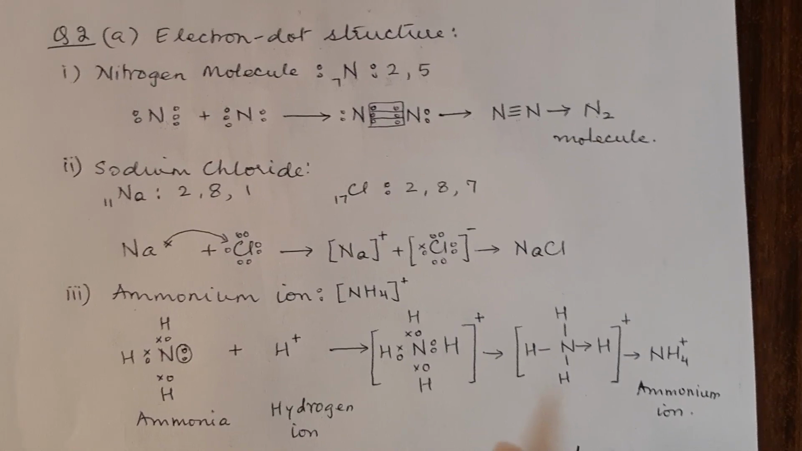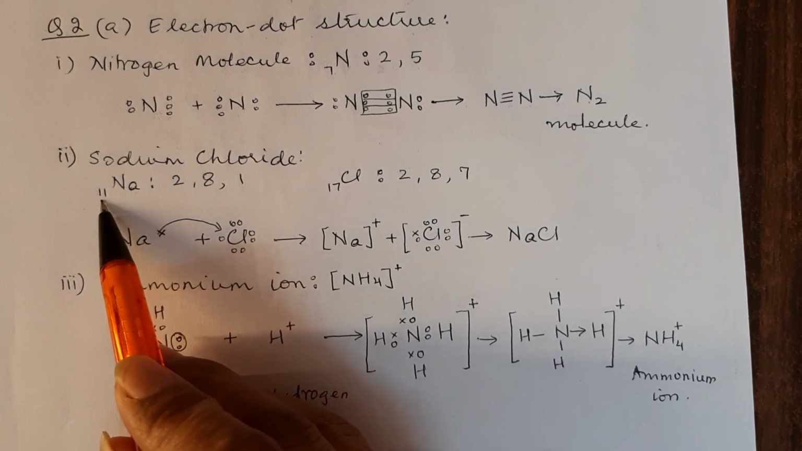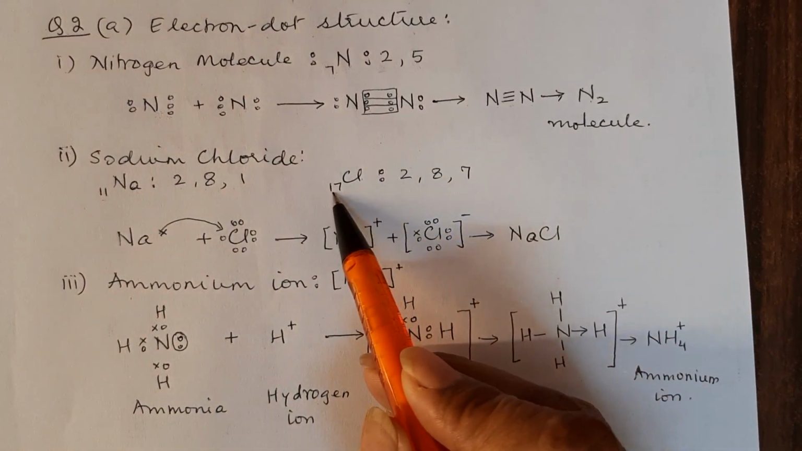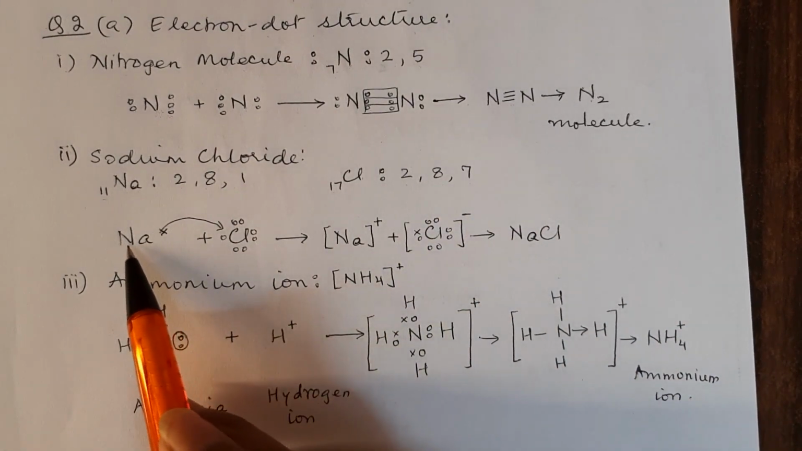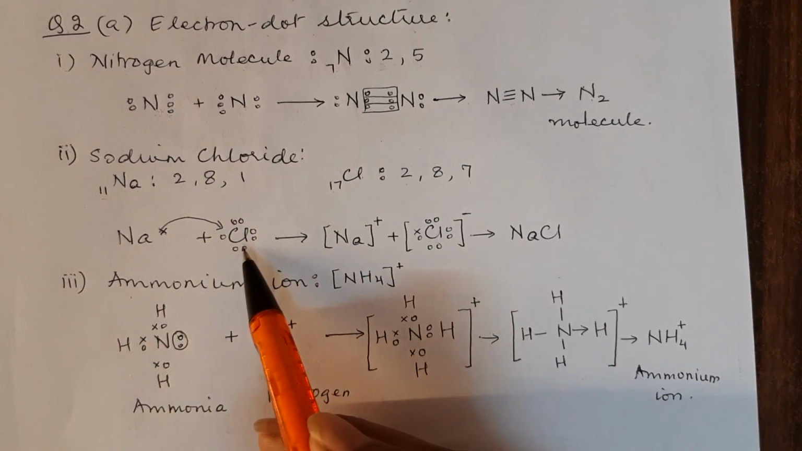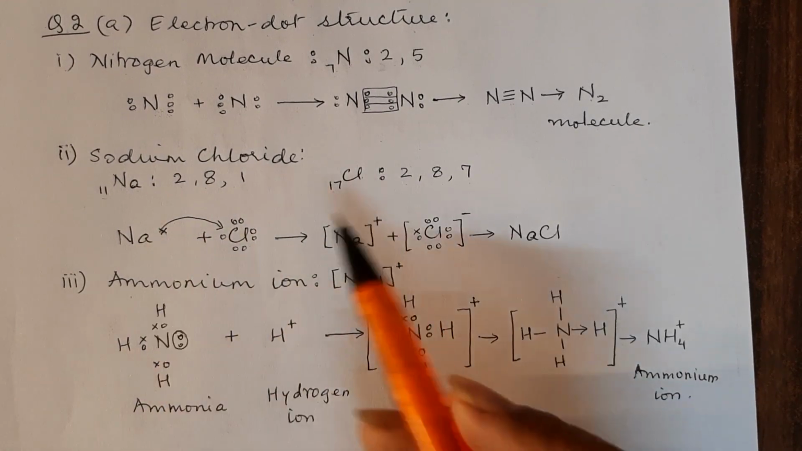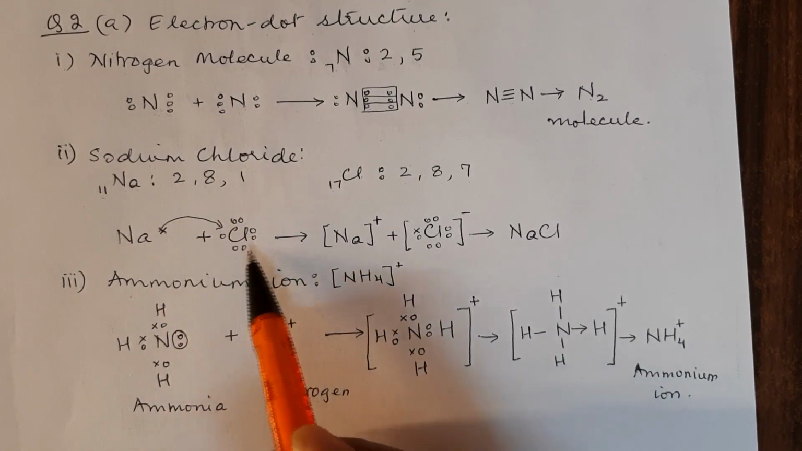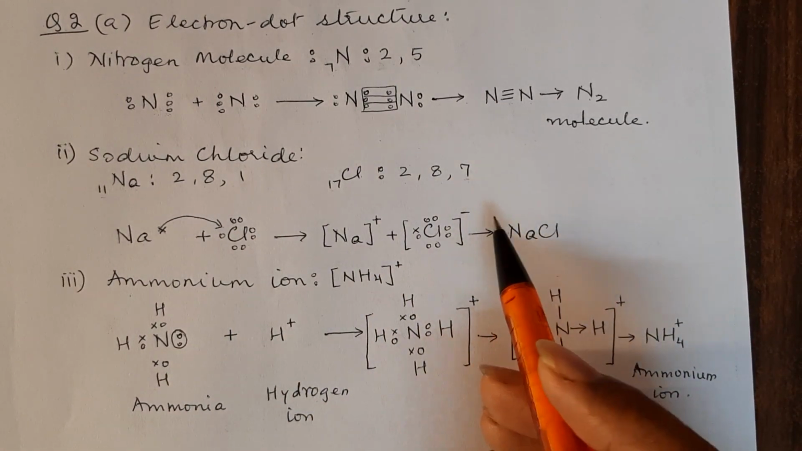Let us come to the second one, which is sodium chloride. Now sodium chloride, we write Na, which is atomic number 11, electronic configuration 2, 8, 1, and chlorine 17 will have the electronic configuration 2, 8, 7. Now the sodium atom will show its 1 electron with a cross, and then for chlorine we will show the 7 electrons like this. Now sodium needs to donate this 1 electron, and so it's donating 1 electron to chlorine. Chlorine accepts that 1 electron because it has 7 electrons in the valence shell.